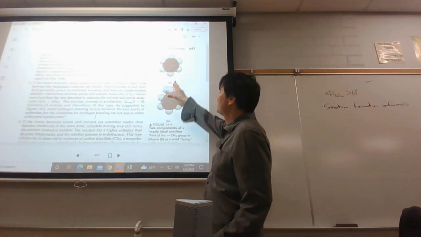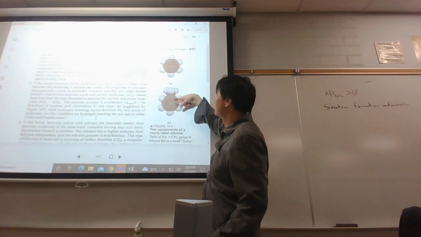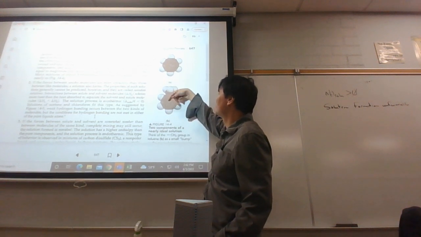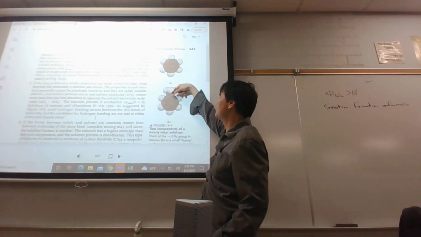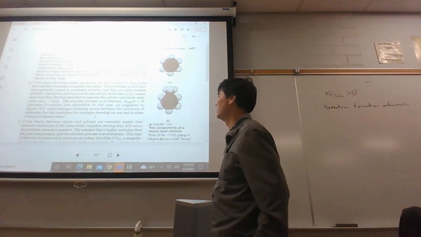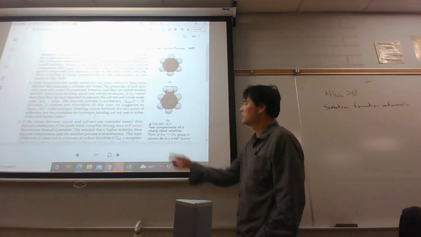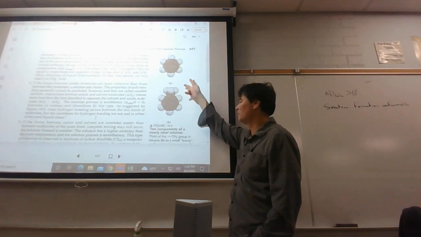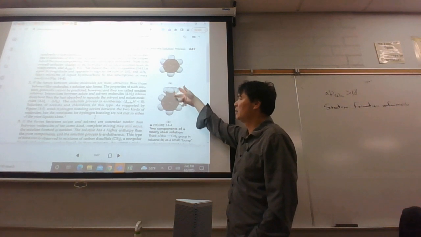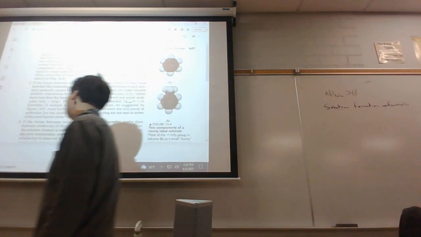And so we can look at this. For example, here's benzene, here's toluene. When you look at benzene and toluene, they're very similar. And so what you would suspect is benzene and toluene would be miscible in one another. And so two components of a nearly ideal solution, these are near identical, and they're miscible.